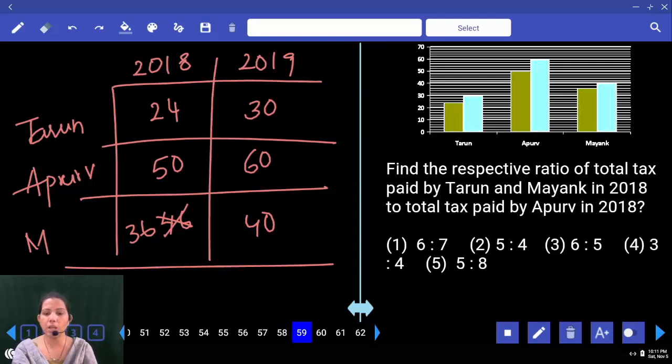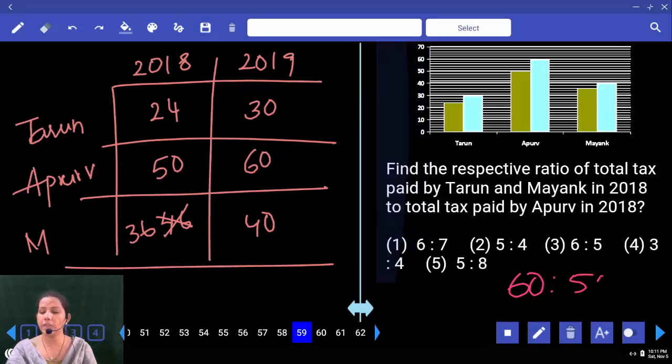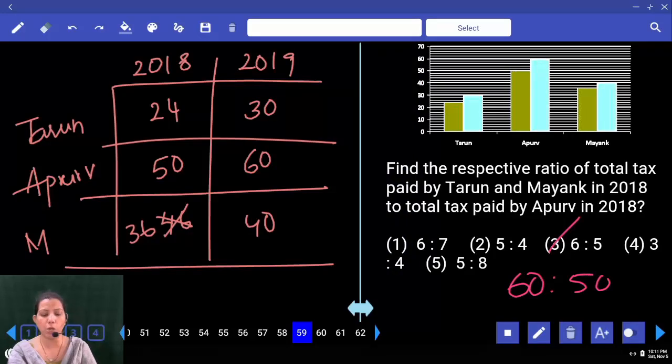Next. Question number 59. Find the respective ratio of total tax paid by Tarun and Mayank in 2018, that is 60, and the total tax paid by Apurva in 2018, 50. The ratio of 60 to 50 is 6:5. Third option.